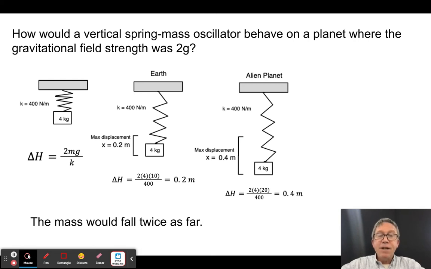Now let's take a vertical spring oscillator and do the same thing. Take it to another planet. So remember, these are a little bit tricky. So I have this vertical spring oscillator. It has a K of 400, a mass of 4 kilograms.